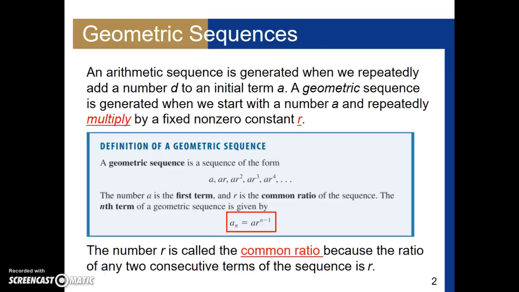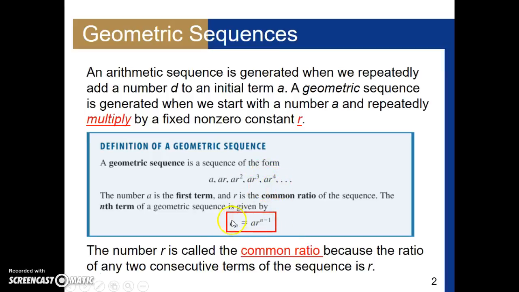Instead of calling it d, like the common difference in the arithmetic sequence, we're going to call it r because it's a ratio. So the number r is the common ratio because the ratio of any two consecutive terms of the sequence is r. So here's what the nth term of any geometric sequence looks like. The first term is a, the second term is a times r, the third term is a times r squared, and so each consecutive term is multiplied again by that common ratio r.